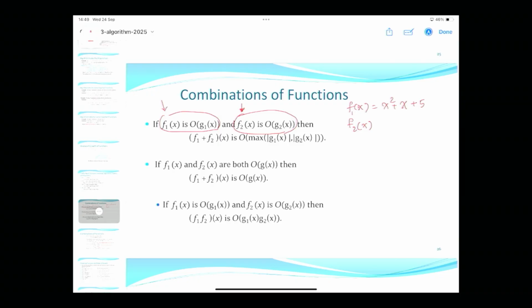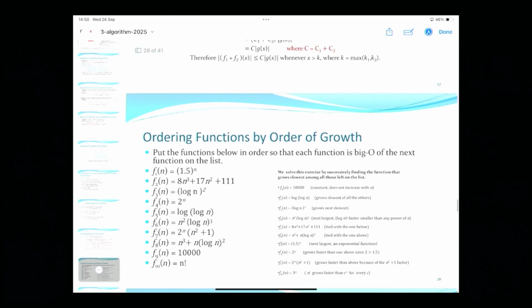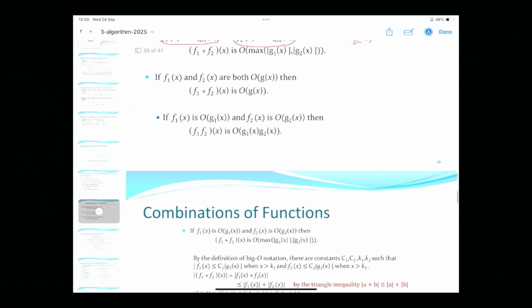When we use both algorithms, where f1 and f2 are the number of operations required in the problem solving, then we can combine the two functions, f1 and f2. The big O of the combination of the functions would be max of g1 and g2. We don't have an example here.